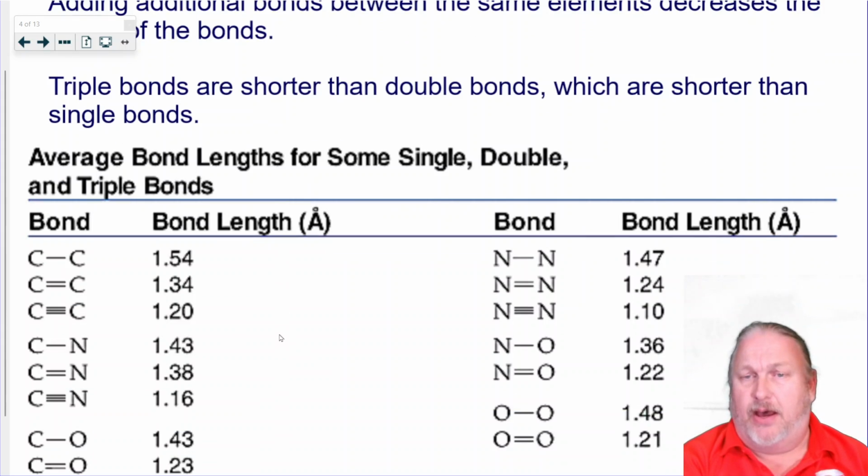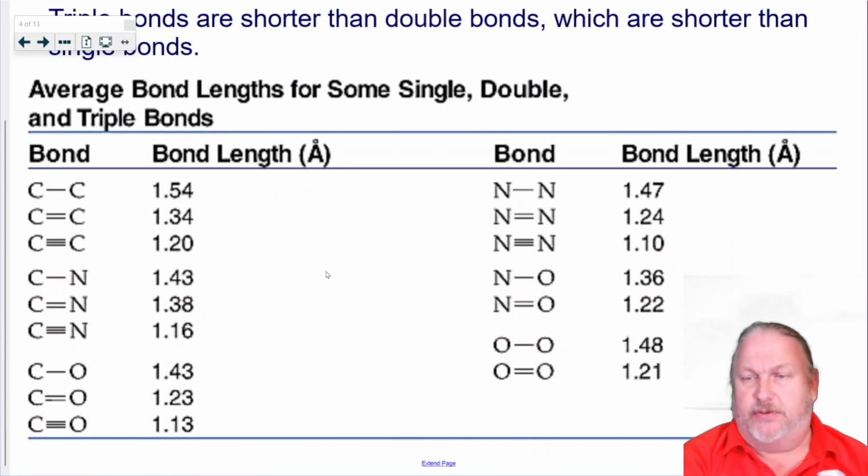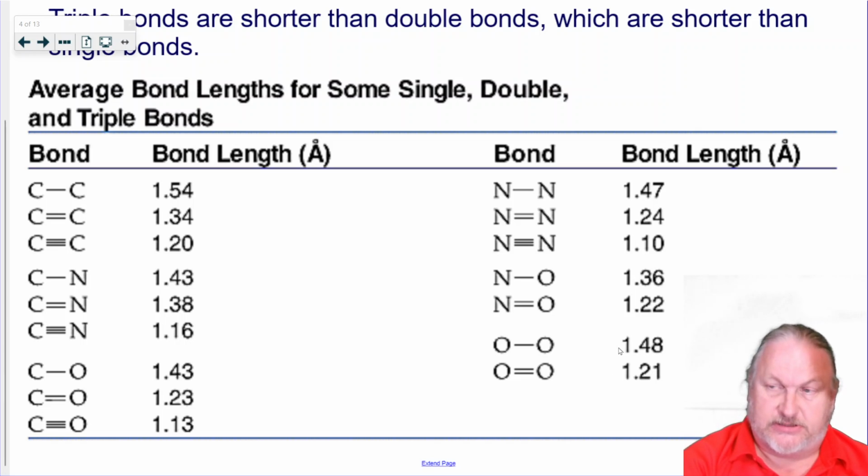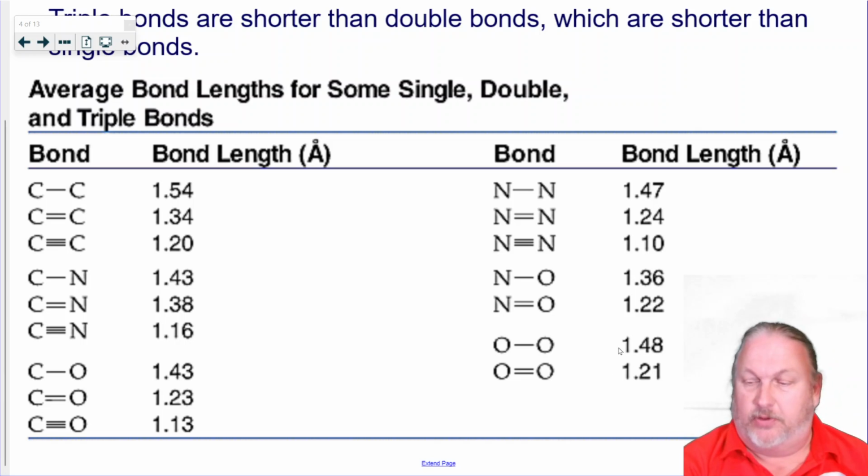Here's a chart of bond lengths. This is in angstroms, which is a unit of measure, and we can look that up. I believe it's 1 times 10 to the minus 10th meters. A carbon-carbon single bond is 1.54 angstroms. A carbon-carbon double bond is 1.34 angstroms. And a carbon-carbon triple bond is 1.20 angstroms. You can see we have a trend across single, double, and triple bonds. As it gets another bond, the length will shrink.